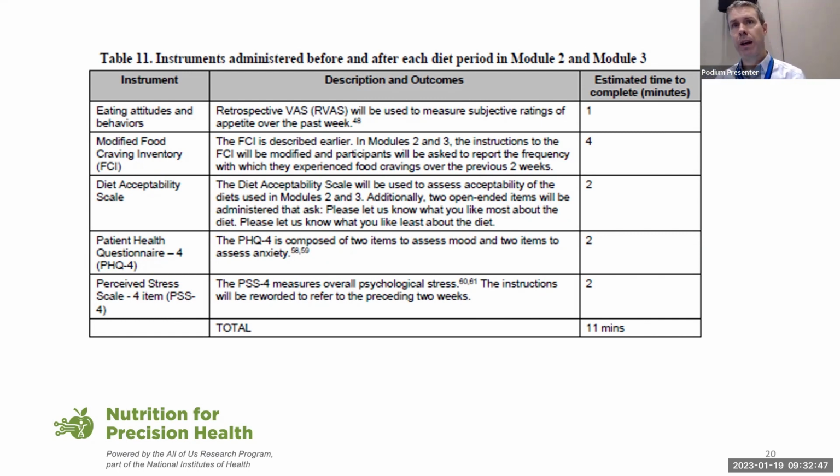We'll then administer the PHQ-4, which is literally just 4 items, 2 assessing anxiety, 2 assessing mood. And then we'll administer the 4-item perceived stress scale. So this should be about a 10-minute series of instruments. It should be nice and short and really quite easy to administer.